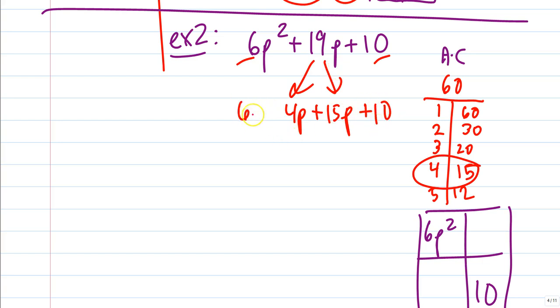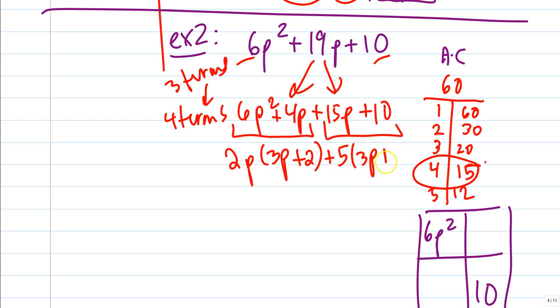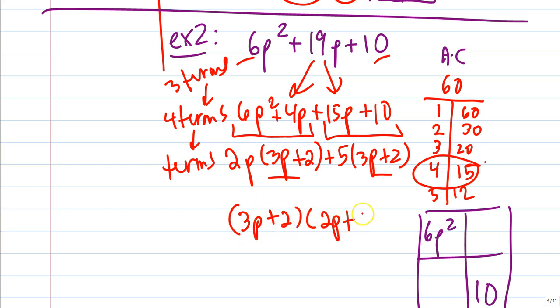Why did I want to go from 3 terms to 4 terms? I could factor by grouping. The first two have what in common? Leaving us with. The second two have what in common? Leave a 5, leaving us with. Why do I want 2 terms? Well, those 2 terms have what in common? So factor out what they have in common times 2p plus 5.